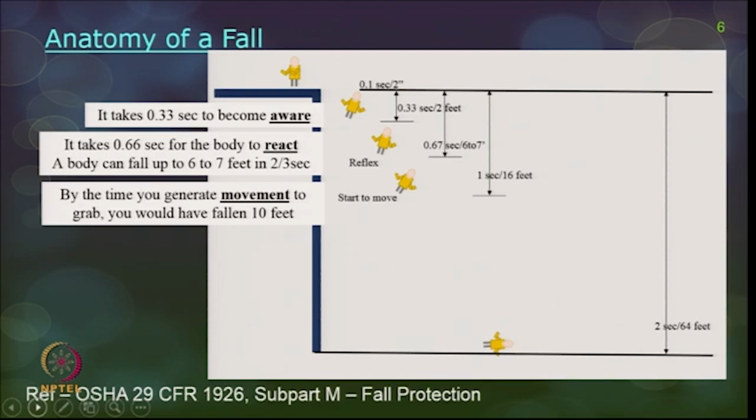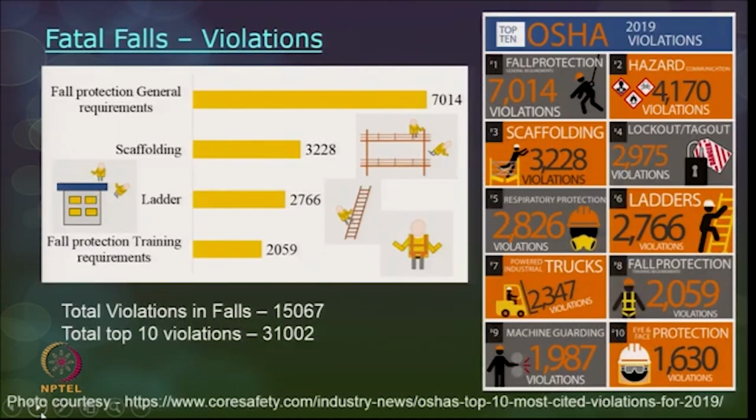It takes 0.66 seconds for the body to react. In that 0.66 seconds the body would have fallen at least 6 to 7 feet, and by the time you generate movement, realize that you are falling and try to grab something close by, you would have fallen at least 10 feet, and in 2 seconds the estimated fall is about 64 feet. That is where a fall is considered to be really dangerous.